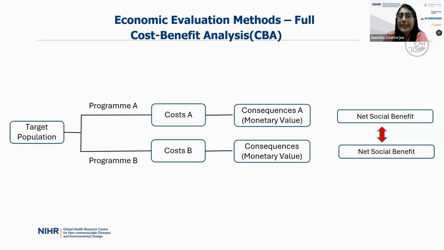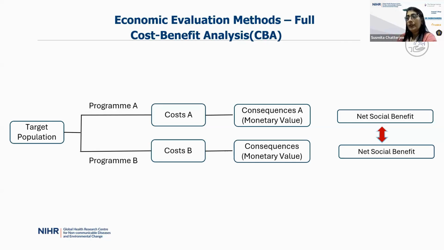But getting this in monetary terms requires some methods. Some of you must have heard about some of these terms, willingness to pay, or what is called discrete choice experiments. There are different methods of how you value your consequences, because you have to transfer your consequences into money value. So that's the basic difference. I hope you understood what is the basic difference.